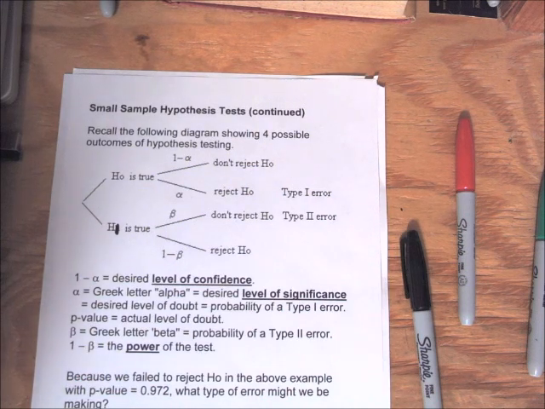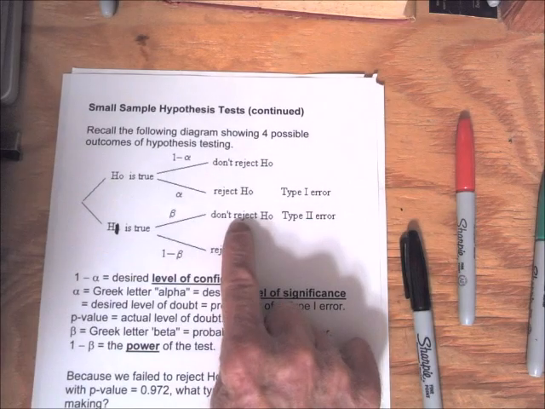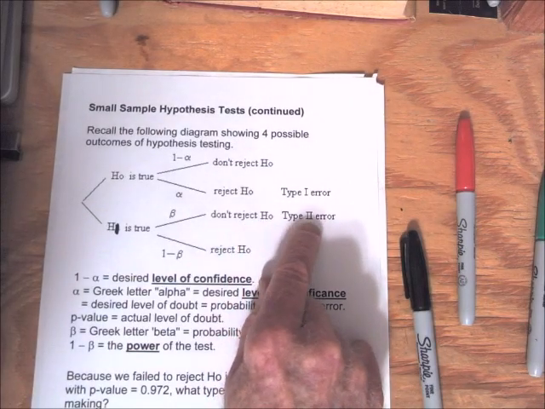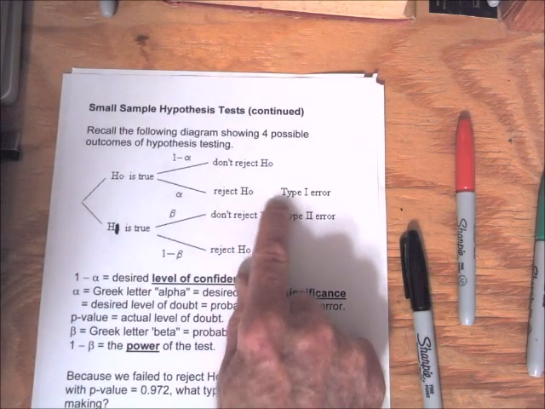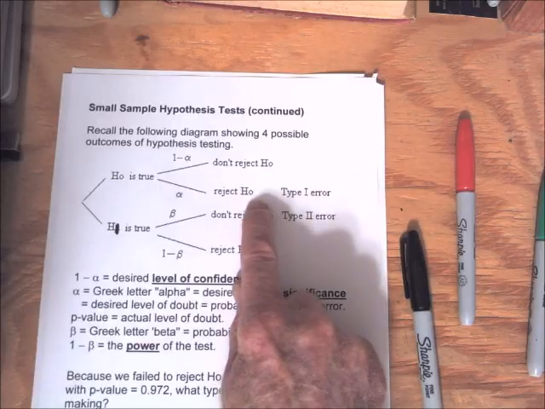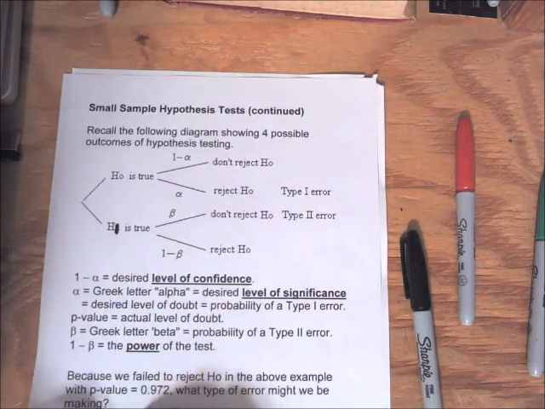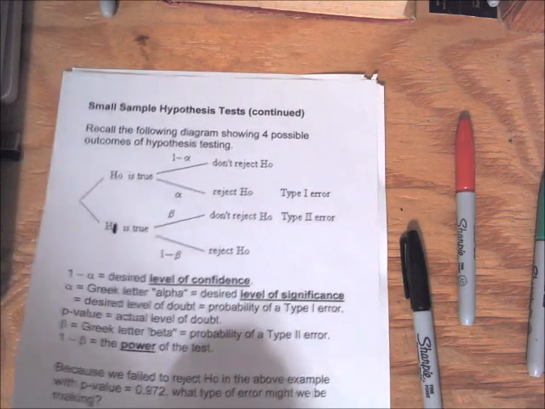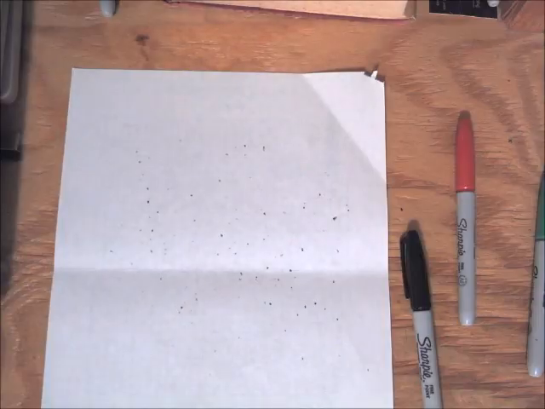In this case, because we failed to reject H0, what type of error might we have made? If we don't reject H0, we take a chance of making a type 2 error. If we reject H0, we take a chance of making a type 1 error. But either way, you take a chance of making some type of error.